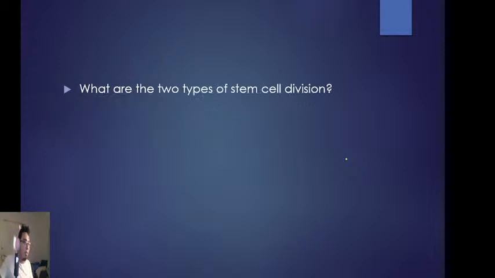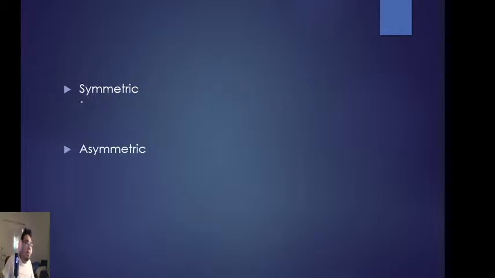O, diba? Ganon. So now, what are the two types of stem cell division? There are two types of stem cell division. This is what you call asymmetric and symmetric. Now, what do you mean by symmetric and asymmetric? Symmetric means that cellular differentiation is going to happen, and one stem cell product will form another stem cell product of the same type.